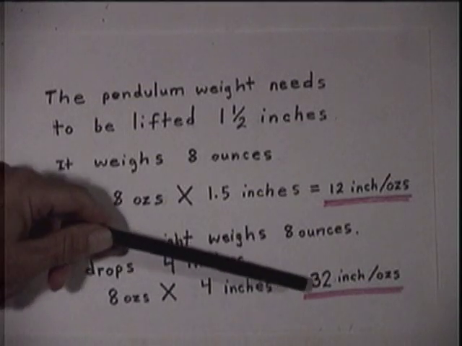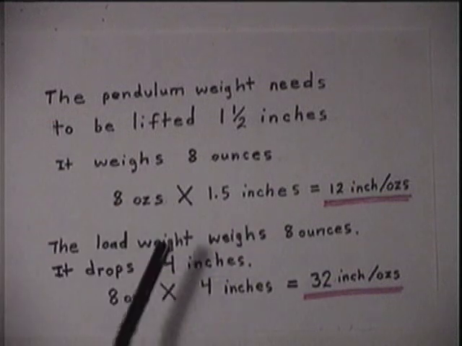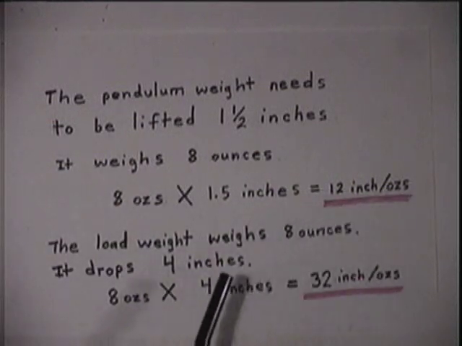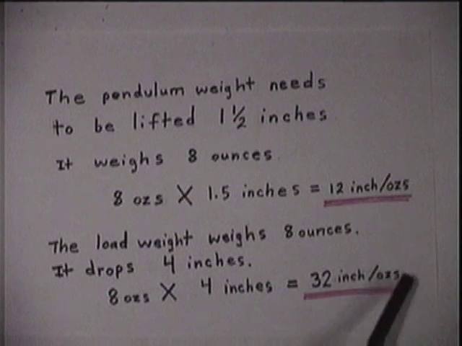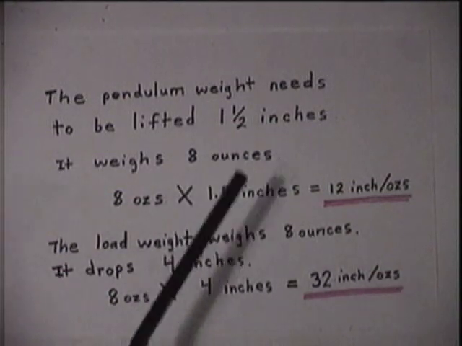Now this is roughly a 3-to-1 ratio. This is very encouraging. We only need 12 inch ounces to repeat the process, and we've captured 32 inch ounces. That is very encouraging. But it's not the end of our calculations. We have to do more.